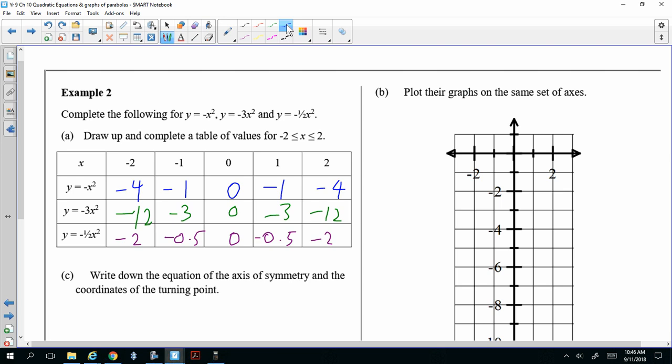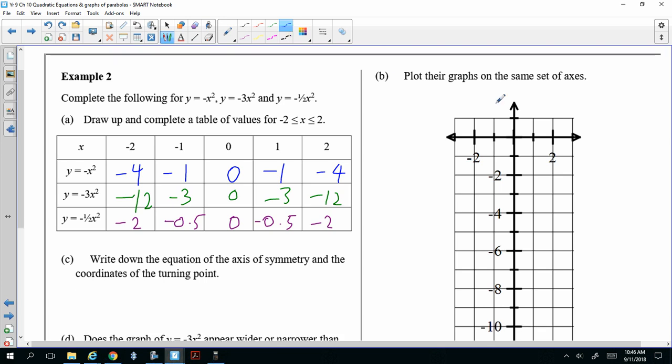Okay, can we try to draw them now? Let's draw the first one. We've got a concave down parabola. I forgot to label the x and y axis. 0, 1, and negative 4. And join the dots. Okay, arrows, that's y equal to negative x squared. And let's try the green one, the more narrow version. Negative 3 and then negative 12.